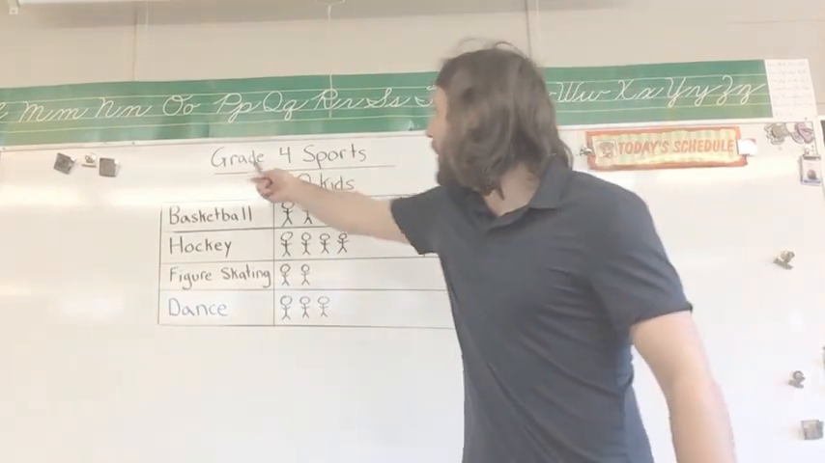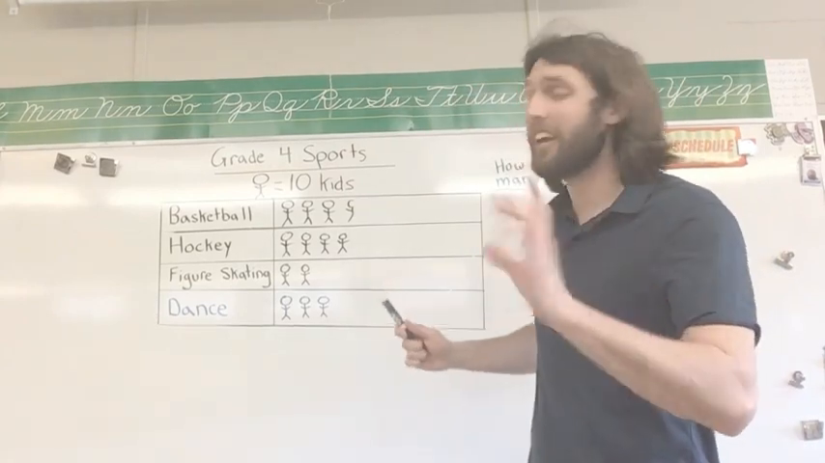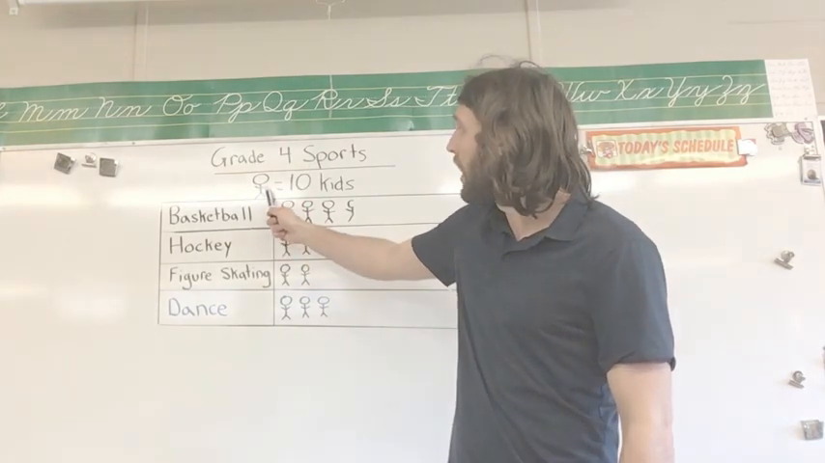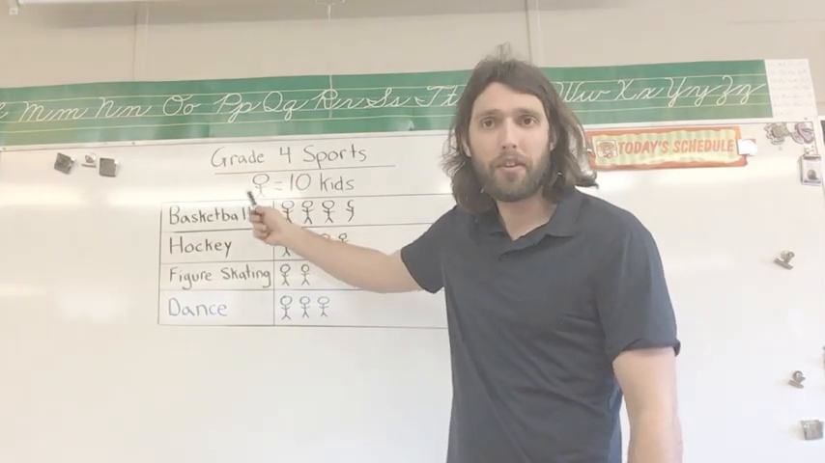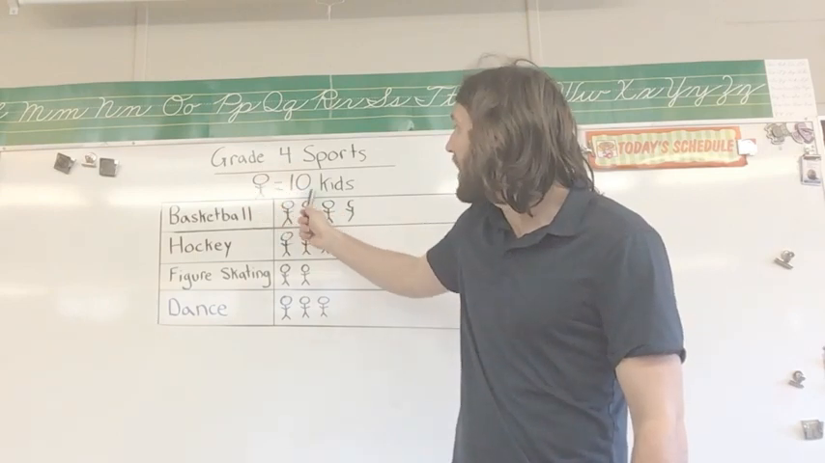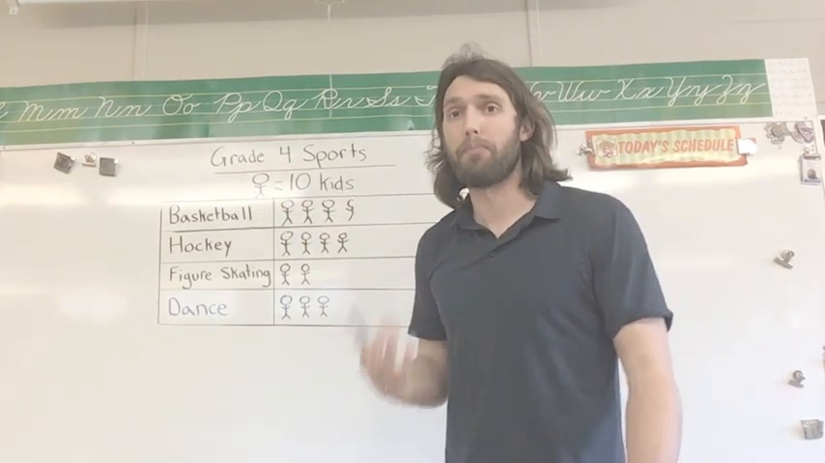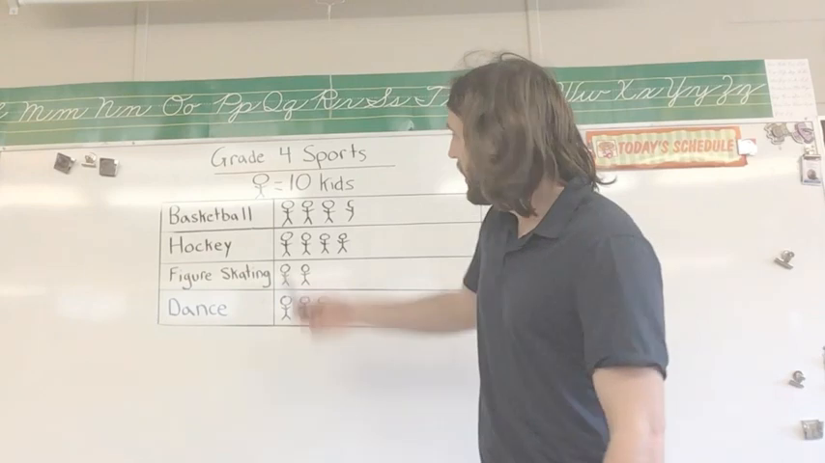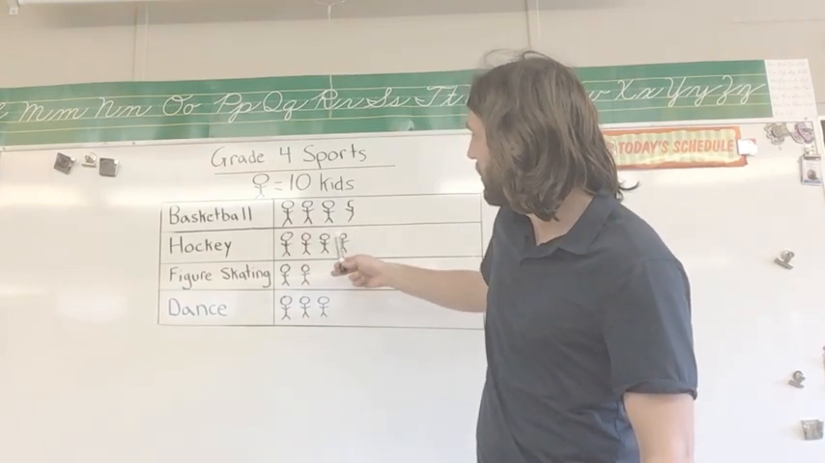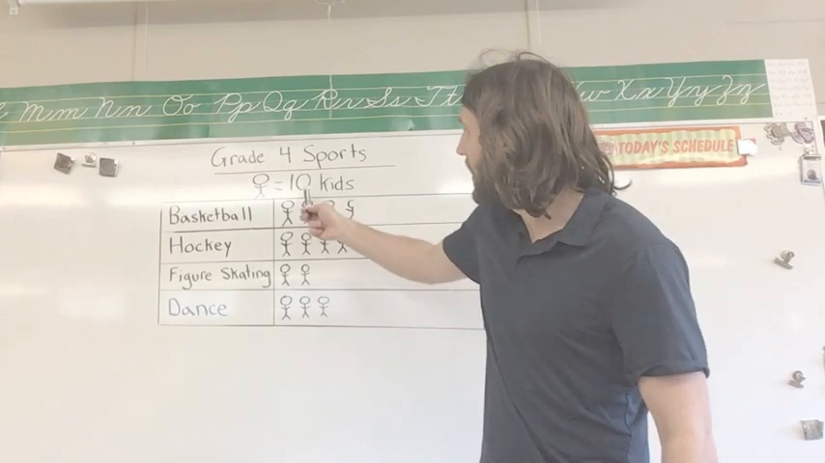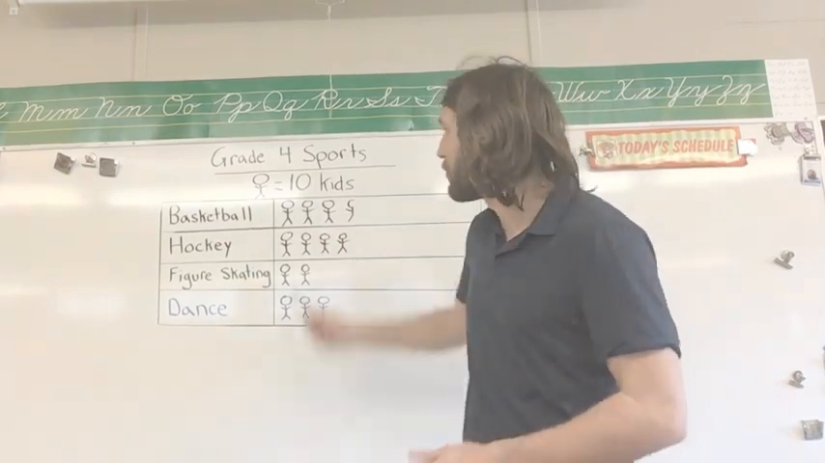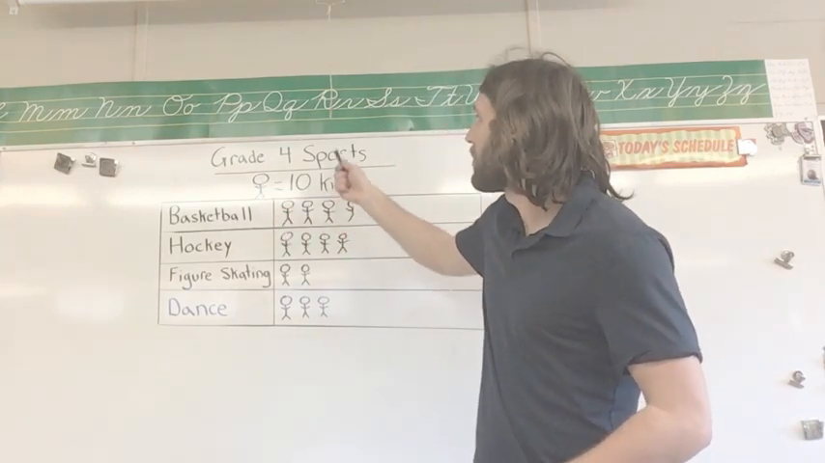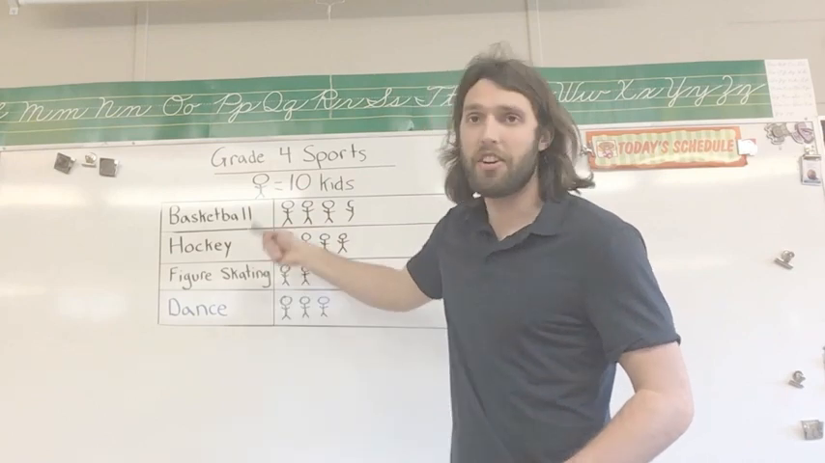So we have our title up here, the grade 4 sports. We have our key or our legend, as some people like to call it, right above. So it says that one of these person symbols or these people symbols is equal to 10 kids. So 10 kids in grade 4 who play sports. So we have basketball, hockey, figure skating, and dance. So remember, each one of these figures here means 10 kids. That's really what I want you to focus on. So there is one person drawing, and that equals 10 kids playing the sport for which it says here on the side of the chart.